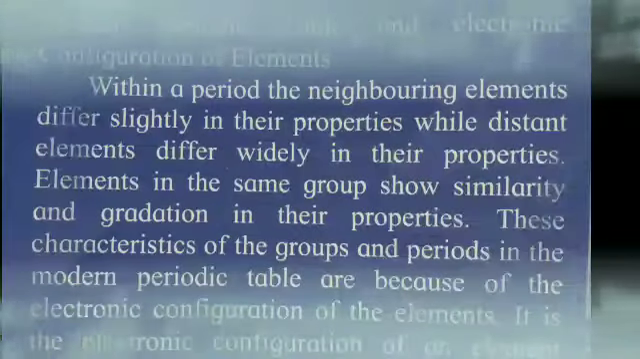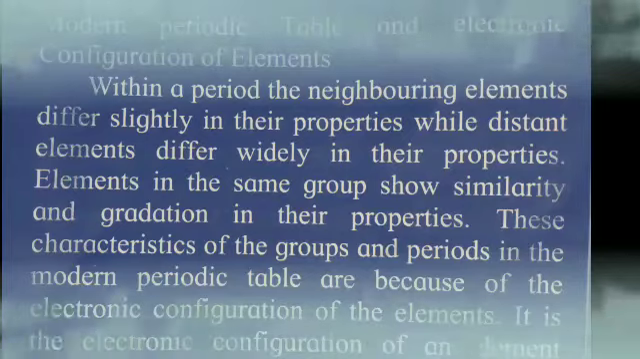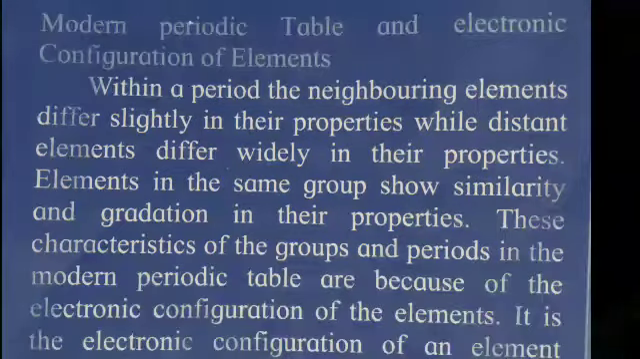Modern periodic table and electronic configuration. Within a period, the neighboring elements differ slightly in their properties. Elements in the same group show similarity and gradation in their properties. This is because of the electronic configuration of the elements. The electronic configuration of an element decides the group and the period in which it is to be placed.